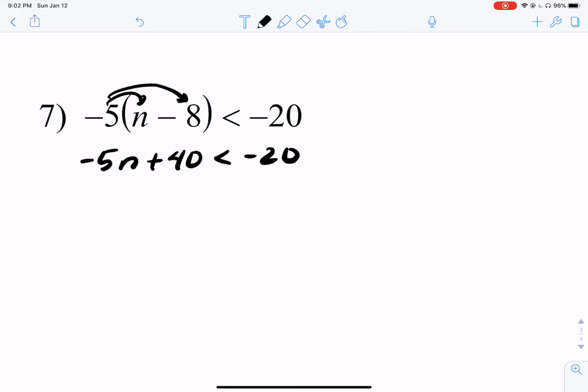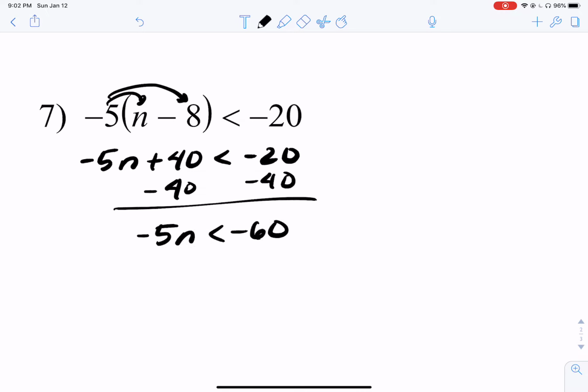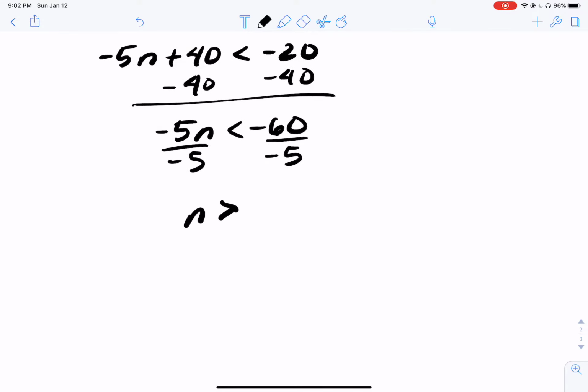Now I can do this because this is not absolute value. Remember on the absolute value lesson, I told you we couldn't distribute; we had to actually divide. Here, I could distribute because of the parentheses. Continuing on, we would then subtract 40 from both sides, and negative 5n would be less than negative 60. We divide by negative 5, and n would be greater than, because we're dividing by a negative. You see right there, this inequality is going to flip. Negative 60 divided by negative 5 is positive 12.